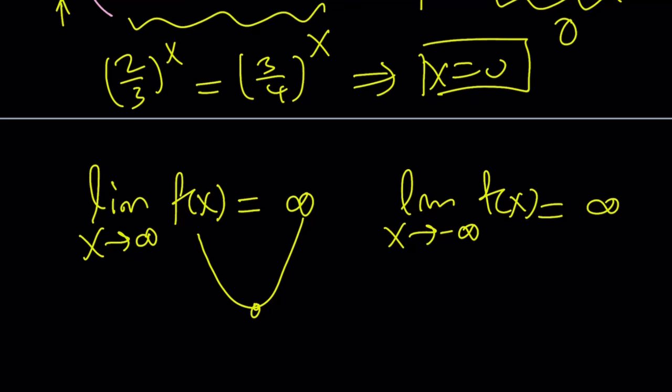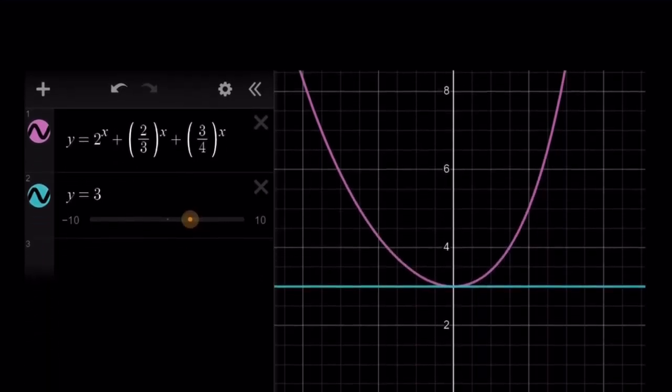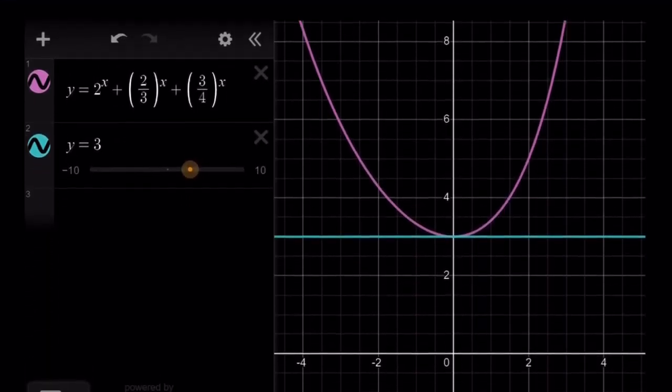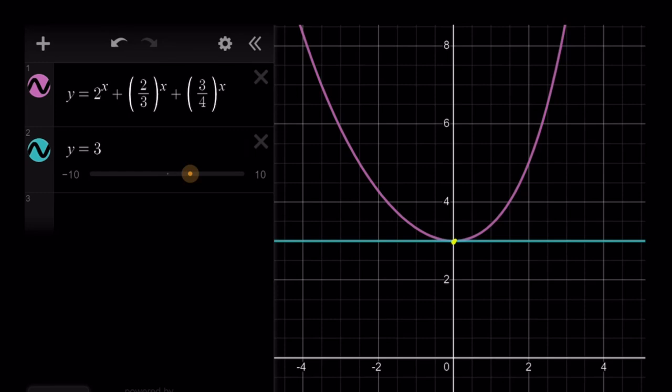Let's go ahead and take a look at the graph and we'll just finish up. So here's the graph of our function intersecting y equals 3 at a single point, because that is the minimum value for our function at x equals 0. Therefore, x equals 0 is the only solution to this equation.